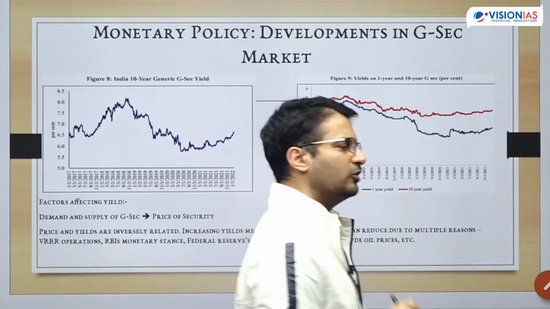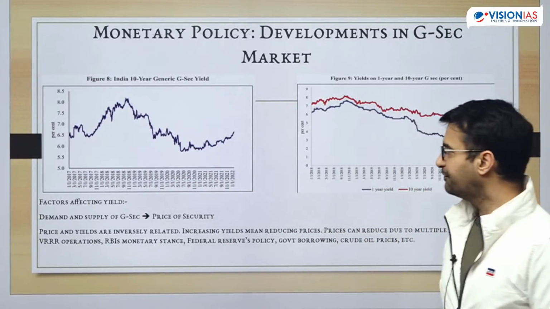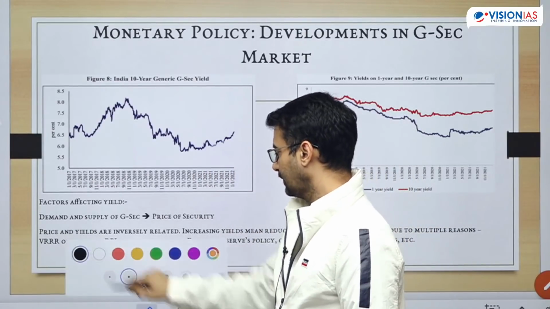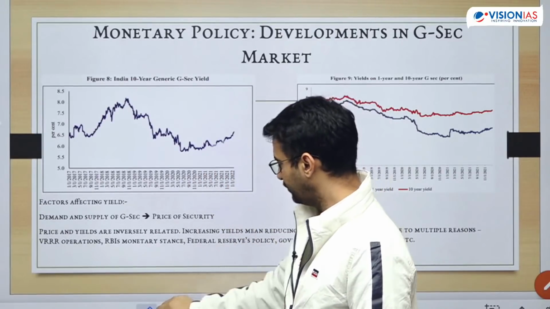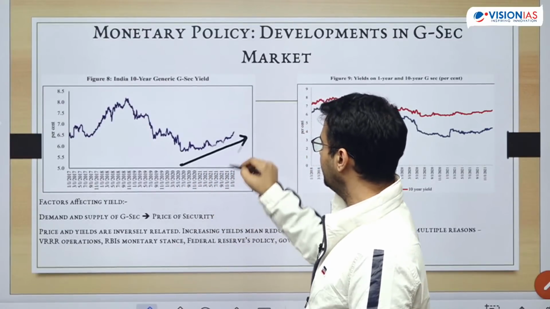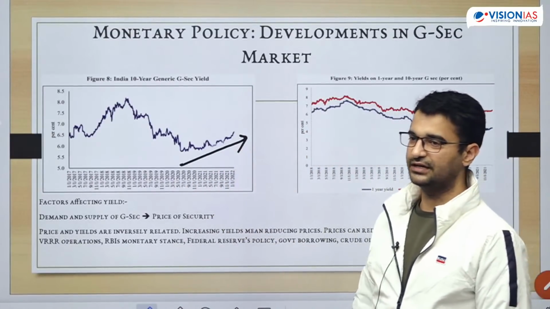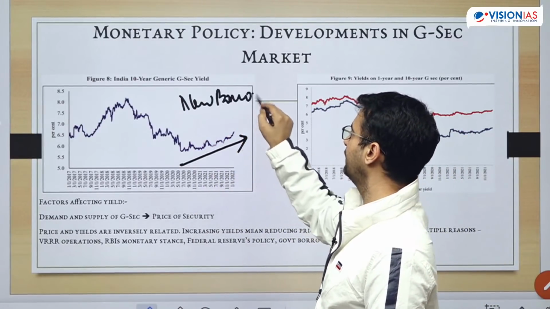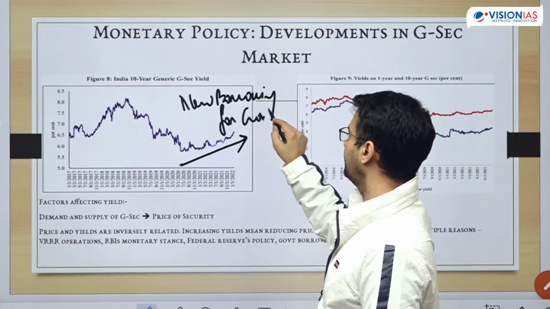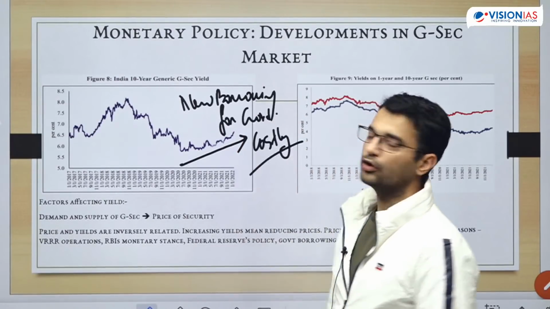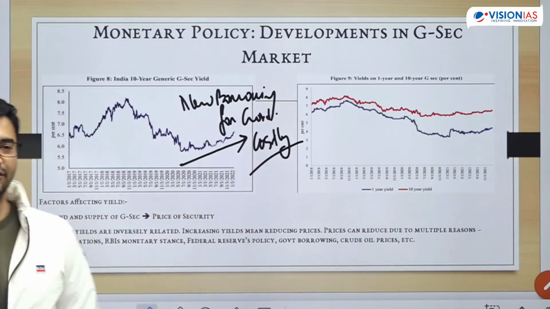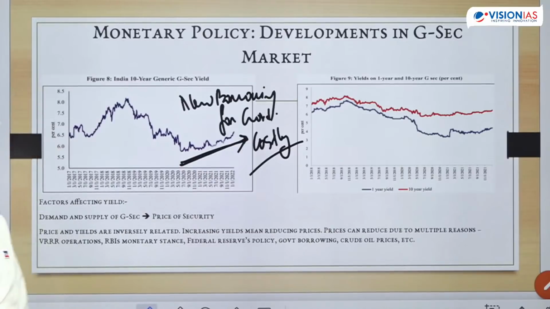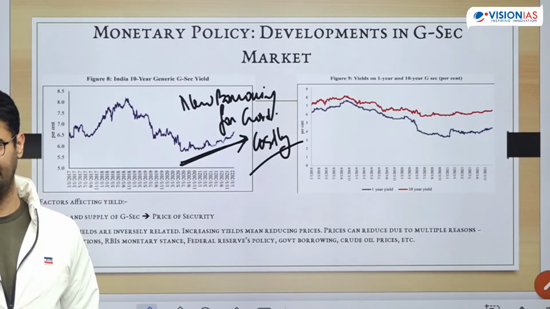Now with this information, realize the significance of yield on government bonds for the government. If there is an increase in yield on government bonds, as you can see here, that means it will make new borrowing for government costly. सरकार के लिए नई borrowing अब costly हो जाएगी. New borrowing for government will become costly, and that is why a hardening of yield becomes a little bit problematic for government. From government's point of view, it would not like yields to increase.